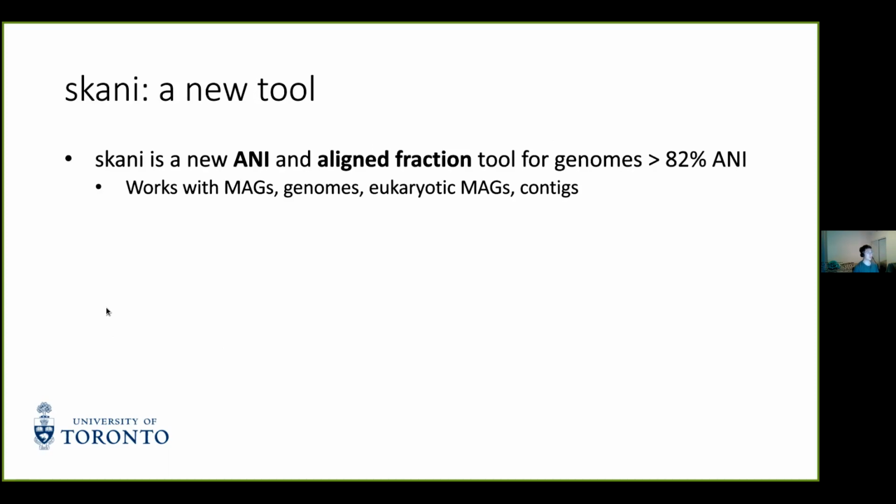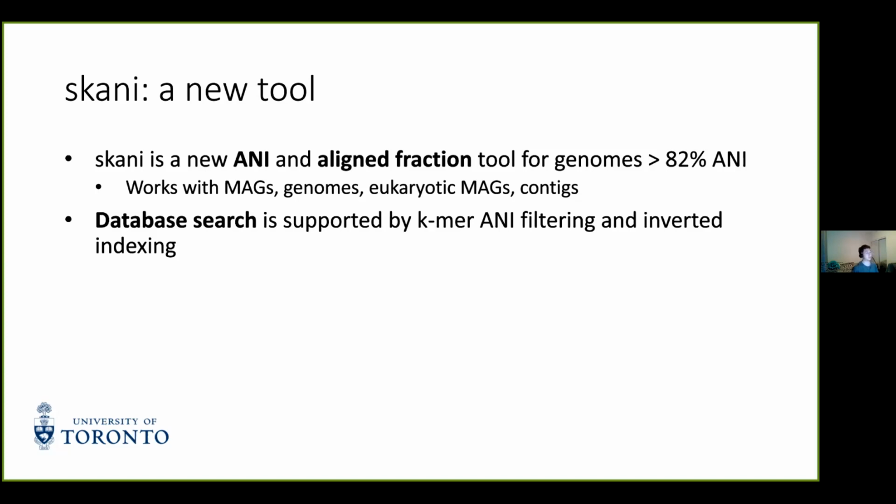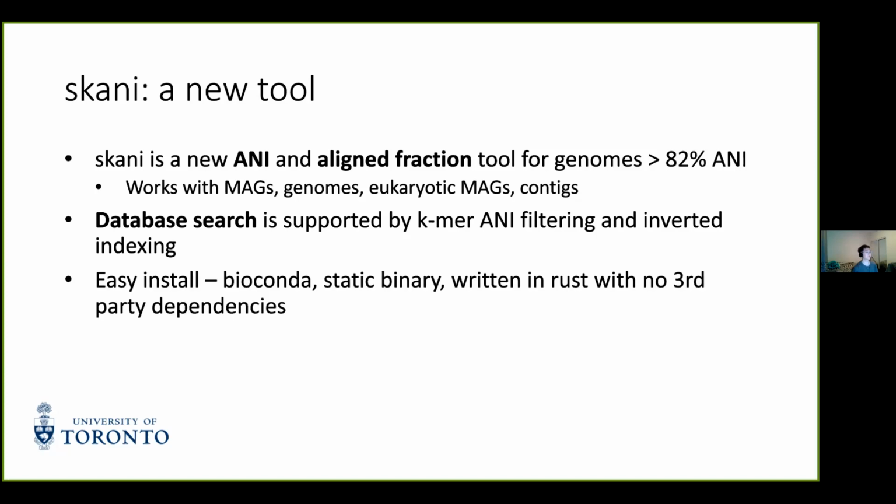In response to this, we developed skani, a new tool. skani is a new ANI and align fraction tool. Align fraction here means computing what fraction of the genome is aligned between the two genomes. It works for genomes that are greater than about 82% ANI. It works on MAGs, genomes, even eukaryotic MAGs, and also contigs. We support database search with skani. We use a very fast k-mer ANI filtering method and special indexing data structures that I will talk a little bit about later on. And it's easy to install. We offer Bioconda installation and static binaries, and it's written in Rust with minimal third-party dependencies.